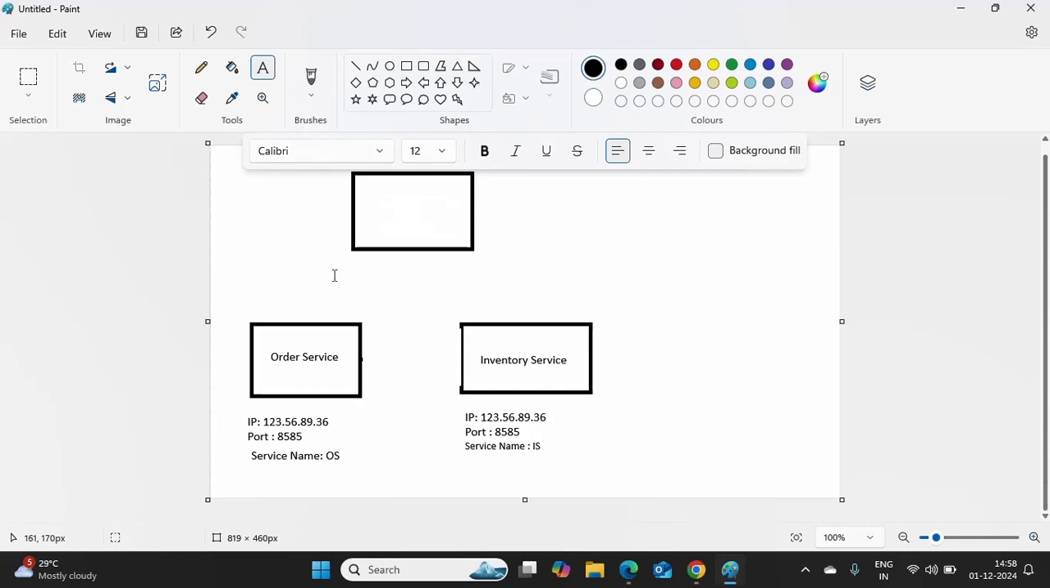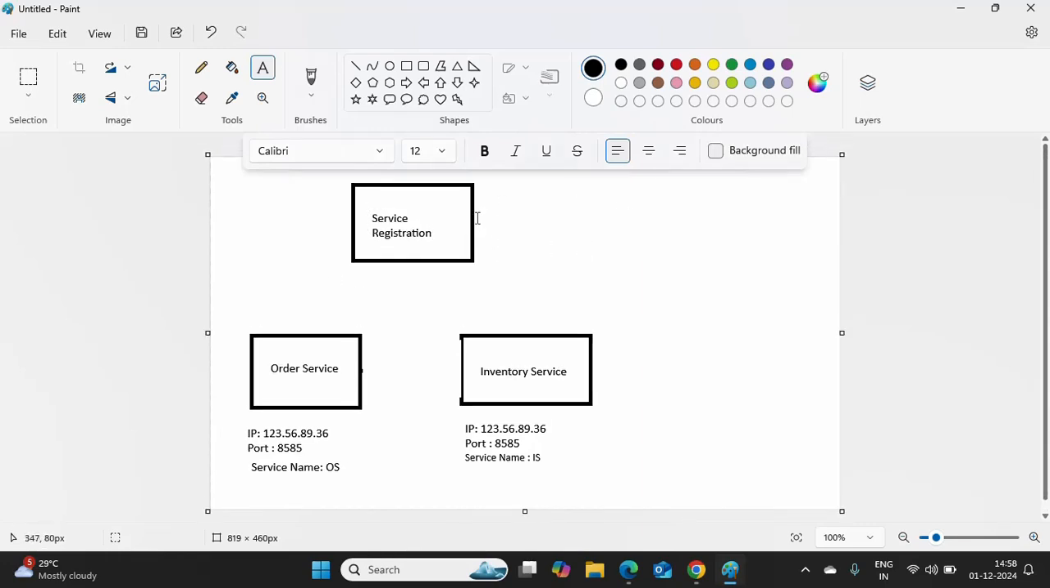Okay, this is a service registry. This is a service registry, which means this is the server. You can think of this as the server, and these two services are the clients. We can call these two clients. This is the client application.